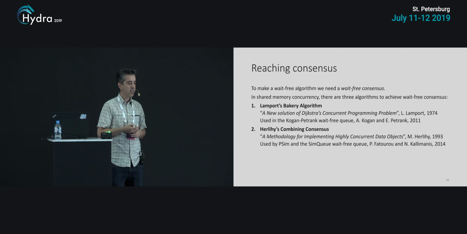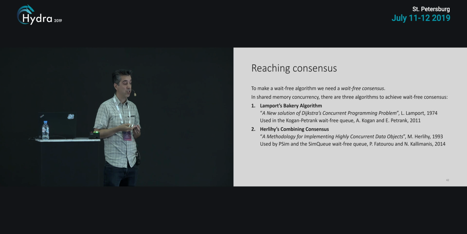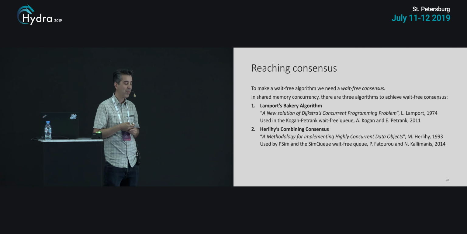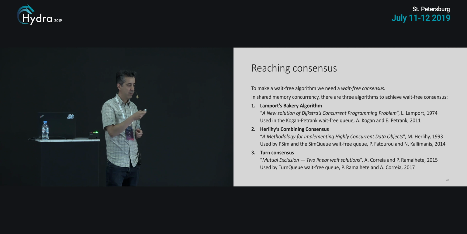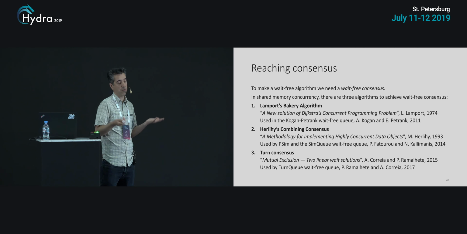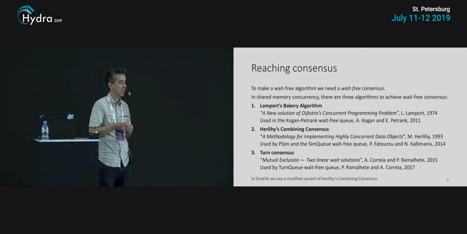Then you have the Fatourou-Kallimanis combining consensus dating back to '93, and that is a wait-free consensus by itself. It's actually a universal construction as well. And it's been used by PSim, which up until recently was the fastest of the universal constructions, and SimQueue, which is the only wait-free queue that actually scales, let's say. So it's the fastest one. So they've used that consensus also to make a wait-free queue. And then there's the third consensus, which we adapted from one of our mutual exclusion algorithms. And we use that to make a wait-free queue. So everybody uses this stuff to make wait-free queues because it's the simplest data structure you can make, let's say.